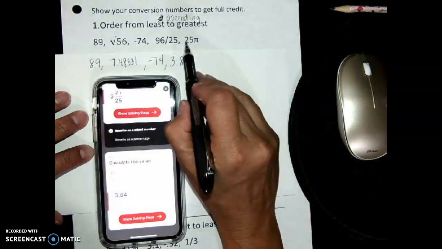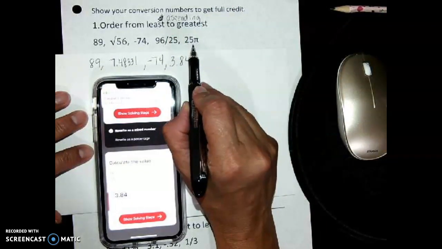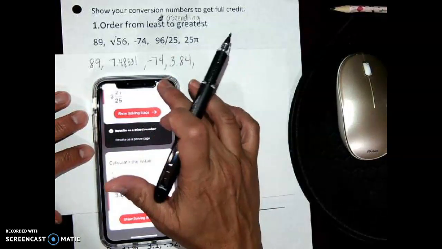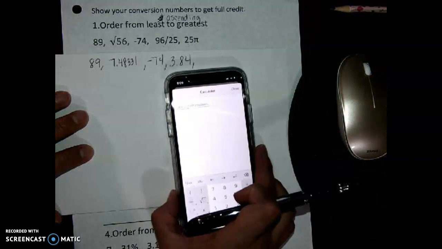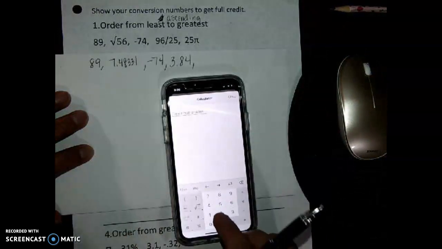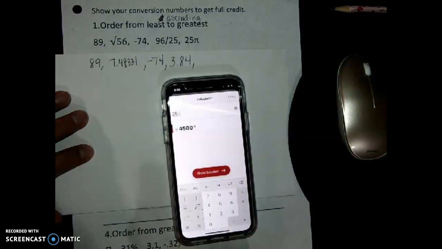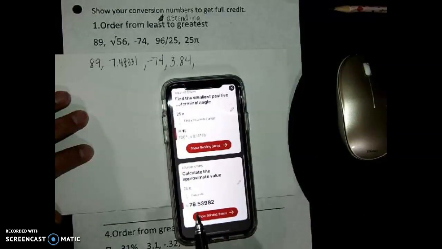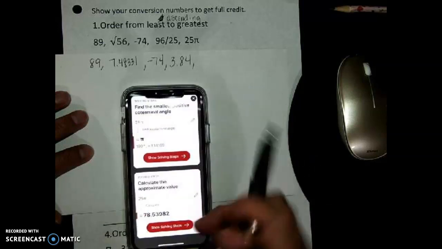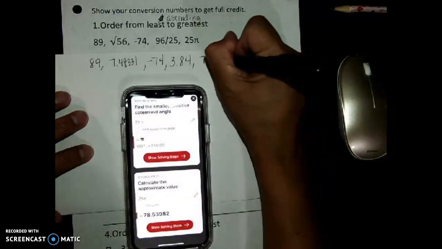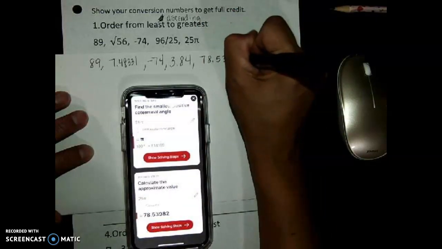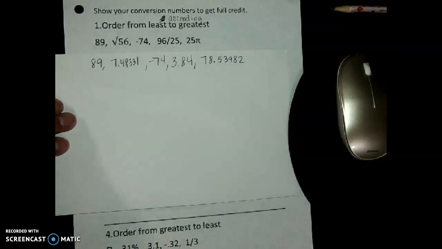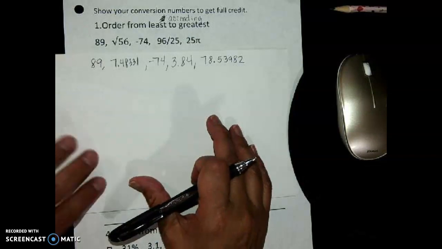And then the last one is 25 pi. 25 pi or 25 times pi. But if I put it next to each other, it means it's going to multiply itself. So 25 times pi. Remember, I want the decimal. And 25 times pi is 78.53982.